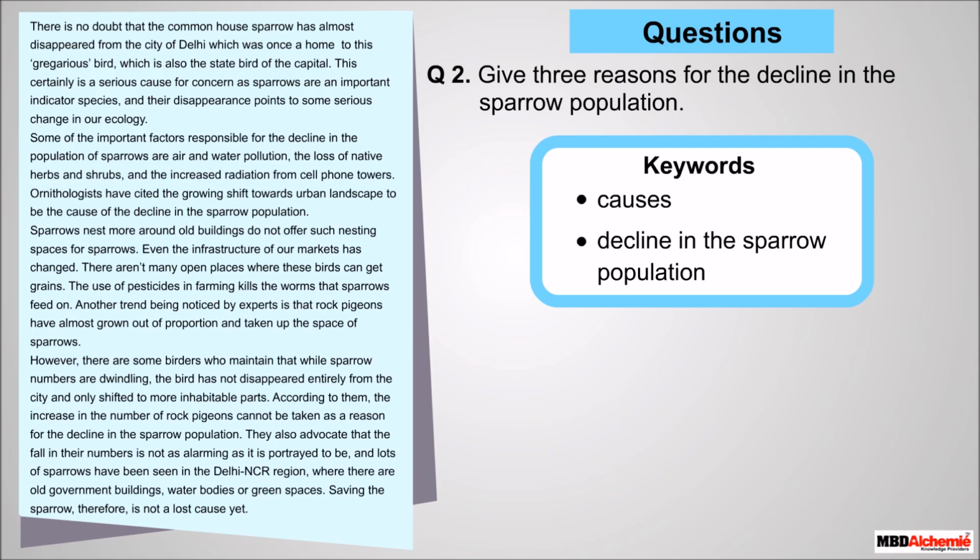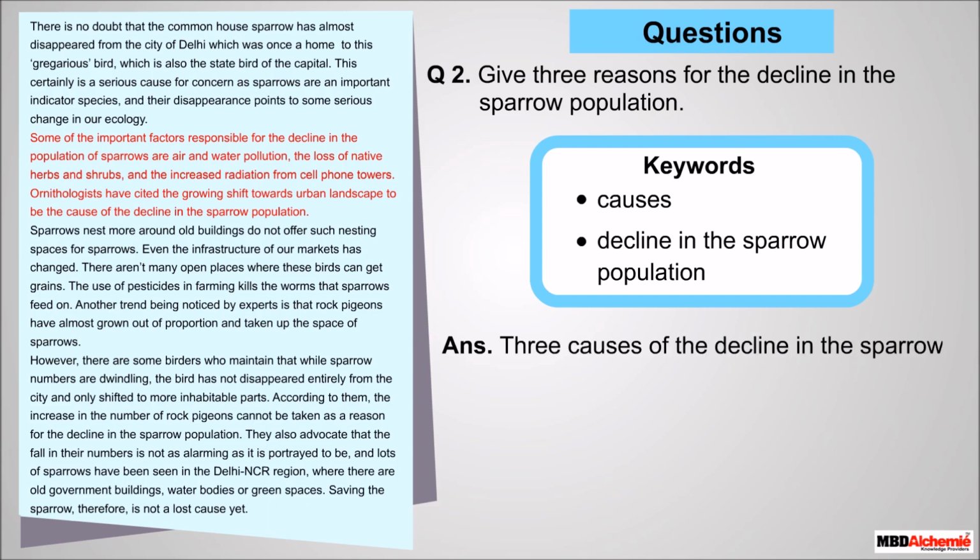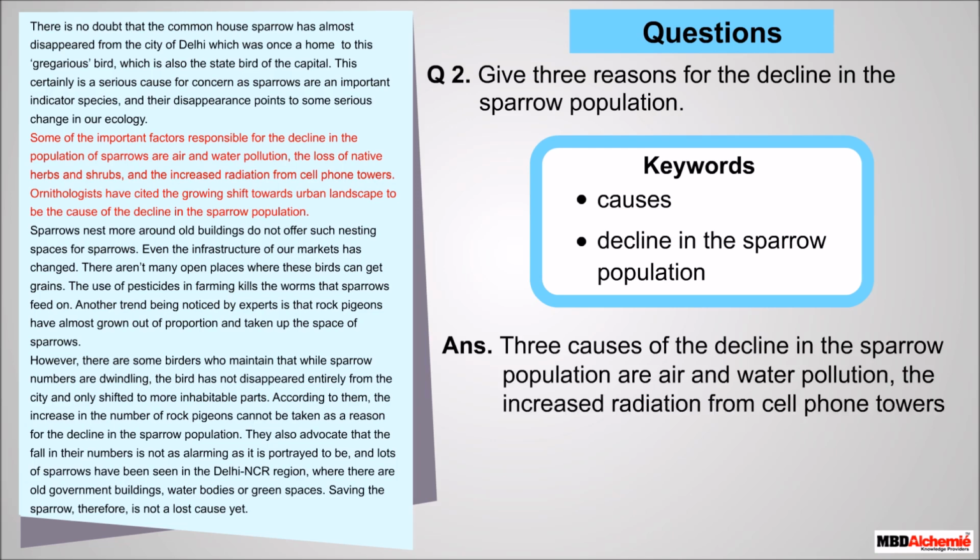Look at this part of the passage, which speaks of the factors responsible for the decline in sparrow population. This not only contains the keywords, but also provides us the answer to this question. Therefore, the answer to the second question will be, 3 causes of the decline in the sparrow population are air and water pollution, the increased radiation from cell phone towers, and the growing shift towards urban landscape.